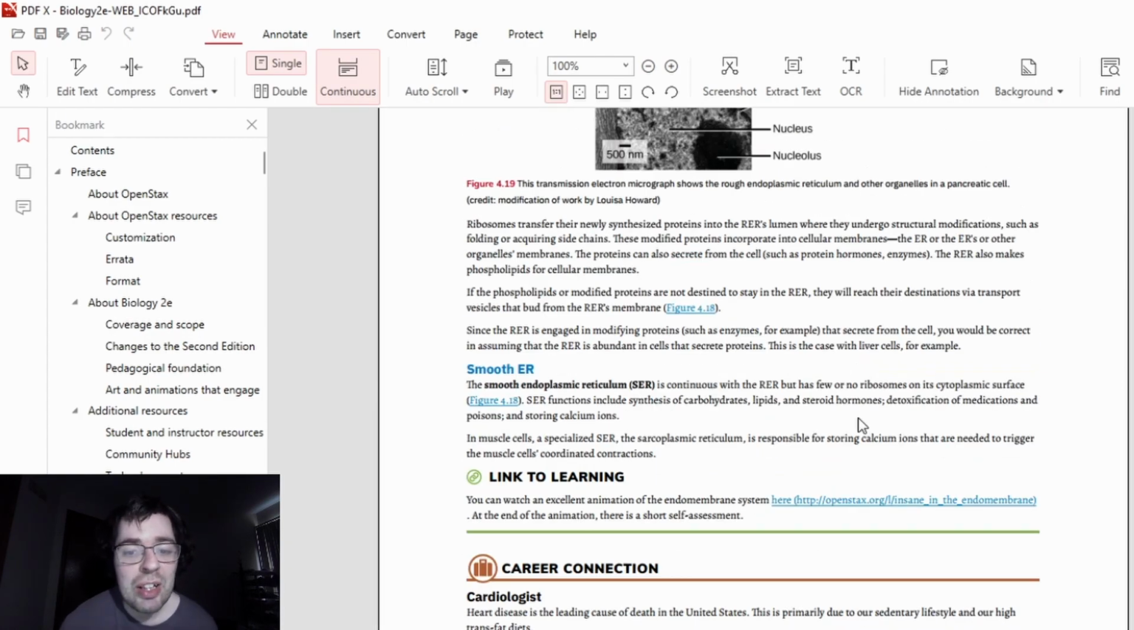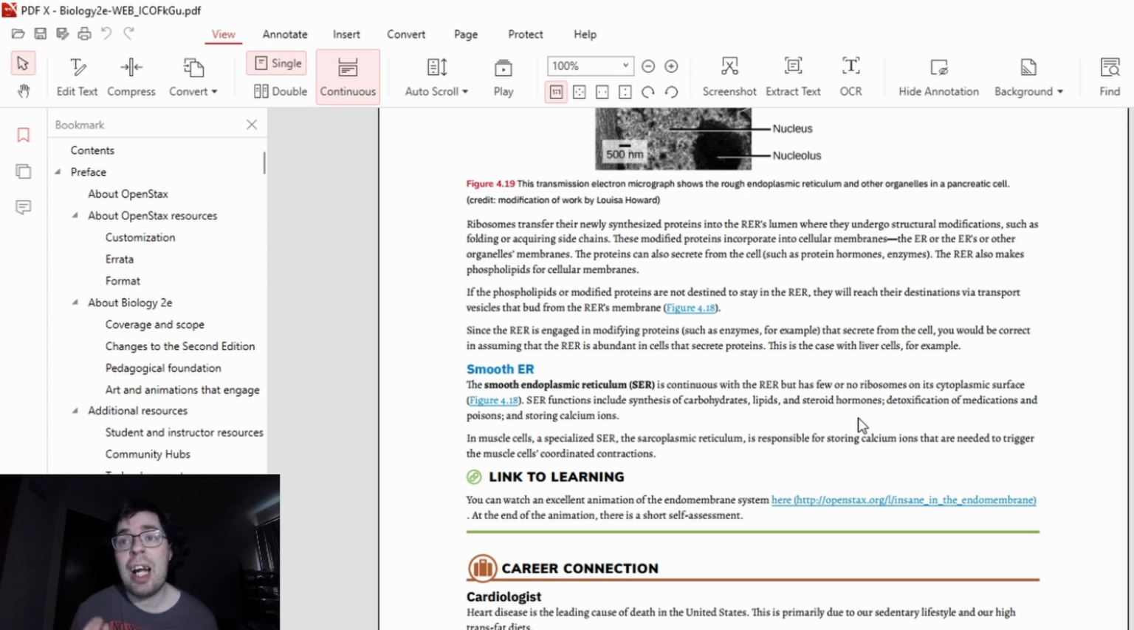Since the rough ER is engaged in modifying proteins, such as enzymes for example, that secrete from the cell, you would be correct to assume that the rough ER is abundant in cells that secrete proteins. This is the case with liver cells, for example, and that's very true. The liver cells have an abundance of rough ER secreting proteins.